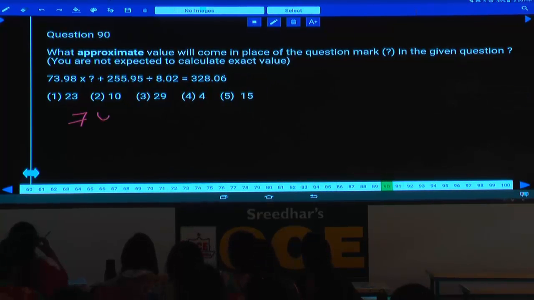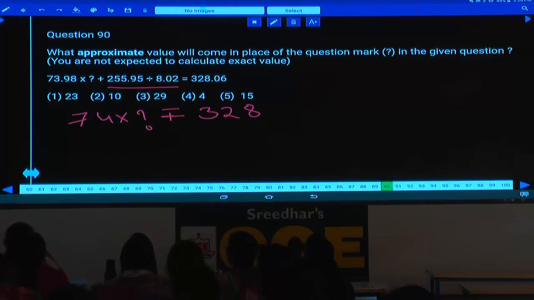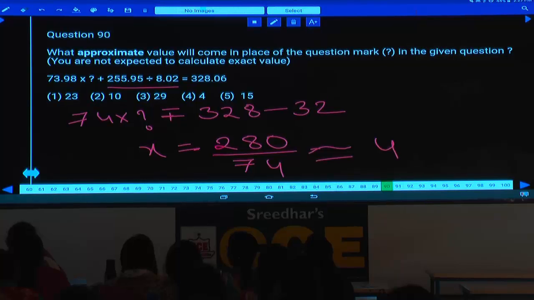74 into something is equal to 256 divided by, just a minute, 256 can be written as 16 square, that is 2 square into 8 square. In the denominator you already have 8, 8 square divided by 8, one 8 cancels, remaining numbers 2 square, 4 into 8, how much? 32. Take it to the right-hand side, minus 32, that is 328 minus 30. Approximately you will get 280 or 290 something. Then x is equal to that divided by 74. Approximately how many times?